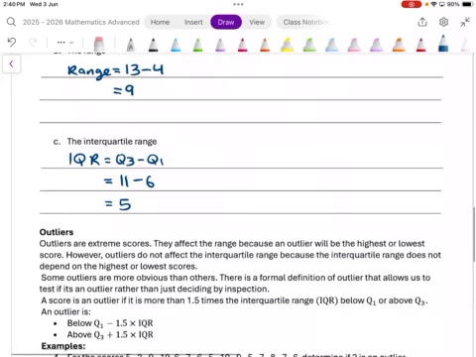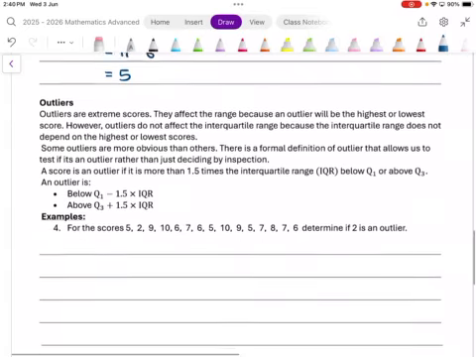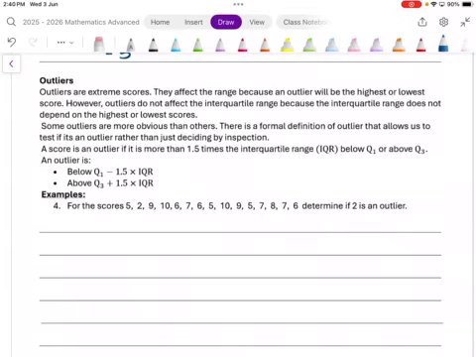Okay, now what we have with outliers. Now this might be something new. You might have done it last year in year 10, so 2 years ago, or you might not have, and that's okay. We're going to go through it today. So outliers are extreme scores. They affect the range because an outlier will be the highest or lowest score. However, outliers do not affect the interquartile range because the interquartile range does not depend on the highest or lowest scores.